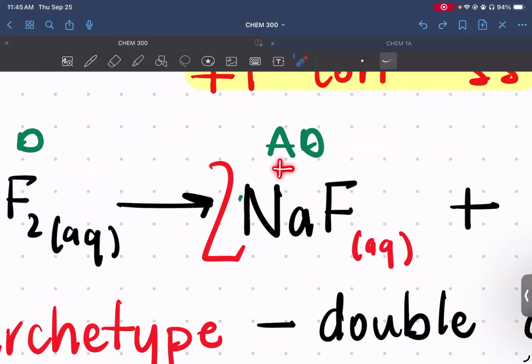Sodium is in group 1, so it has a positive 1 charge. Fluorine is a negative 1, so they would crisscross to be 1 to 1. NaF is correct as written.